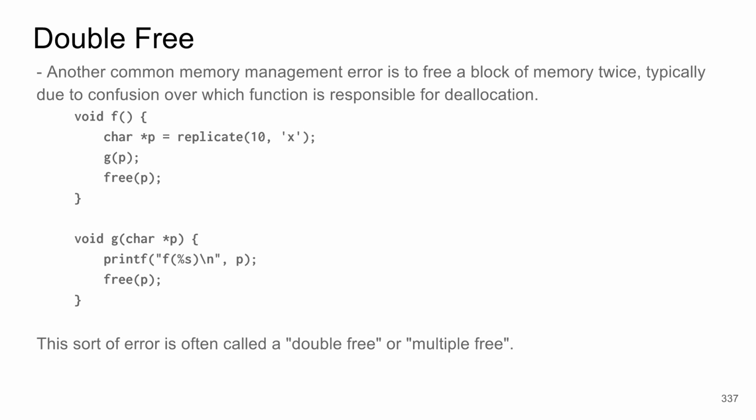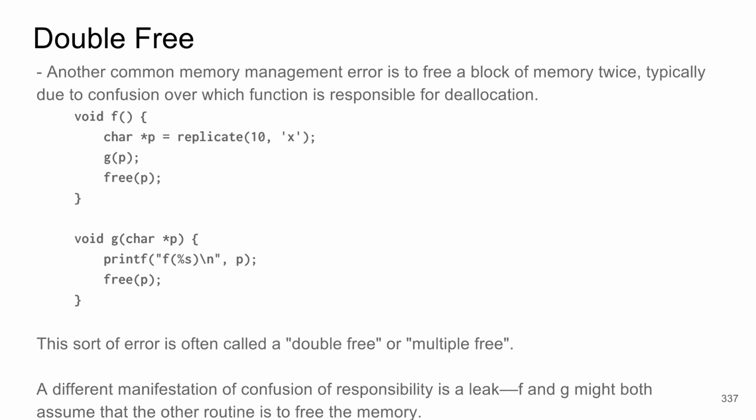So again, this is just illustrating another point where you have to be careful when you're managing your memory, right? You have to be sure whose responsibility it is to deallocate that memory that we got from that replicate call. So again, this sort of error is often called double free or multiple free. Does everybody see what's happening there and why that's an issue? Cool.